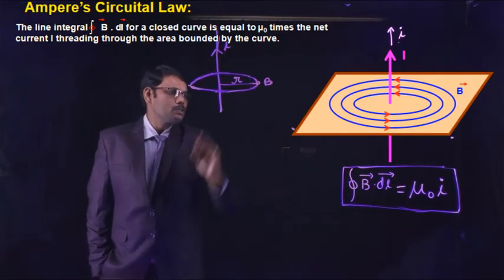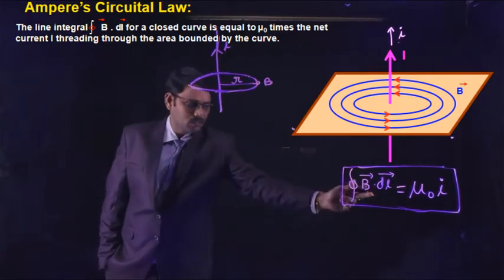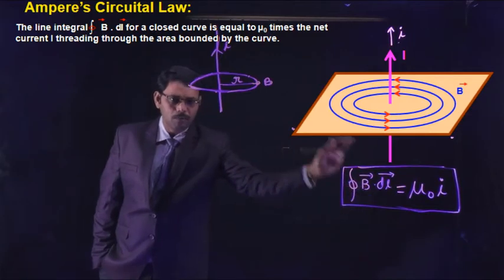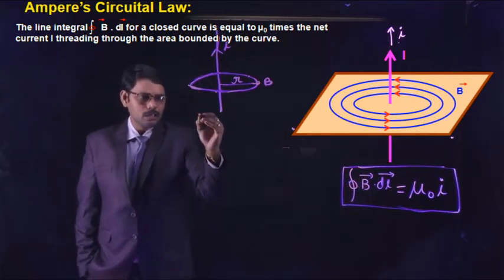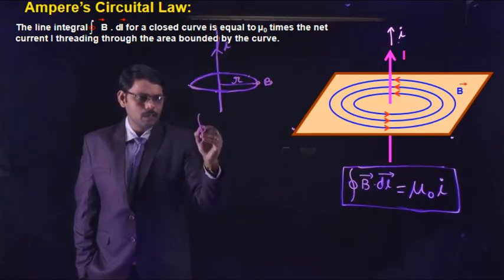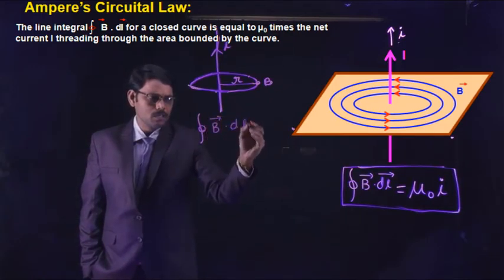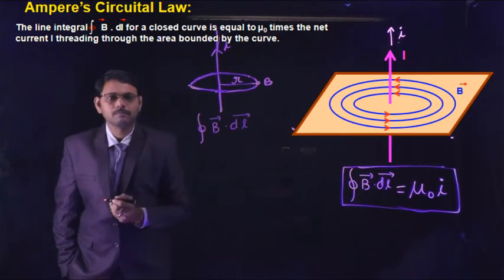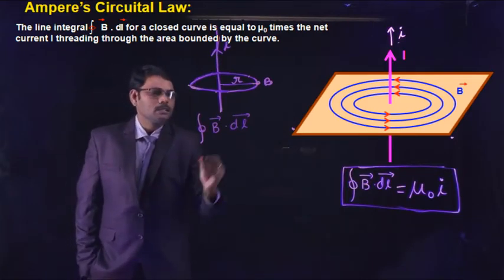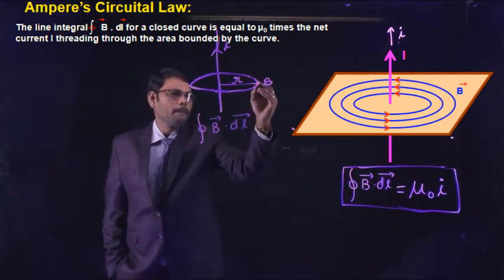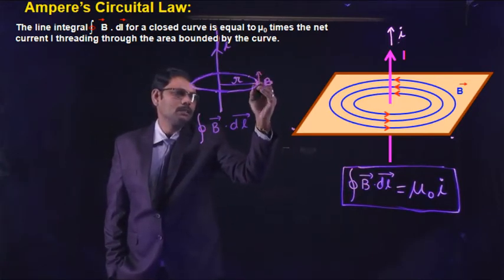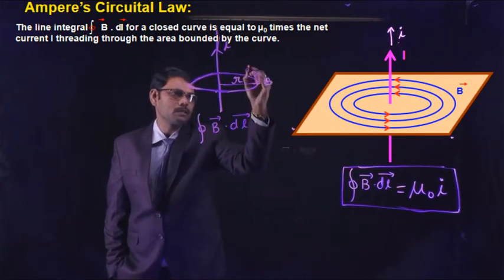Then, let us consider the LHS of Ampere's law, the closed integral B bar dot dl bar. If you consider B bar along this direction at this point, the length element dl bar is also in the same direction. B bar and dl bar lie in the same direction.